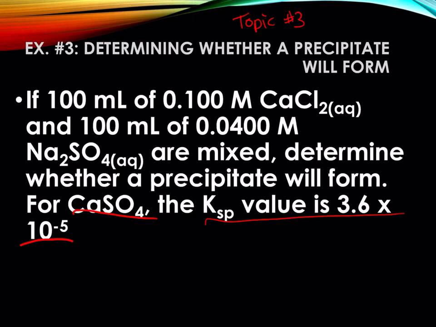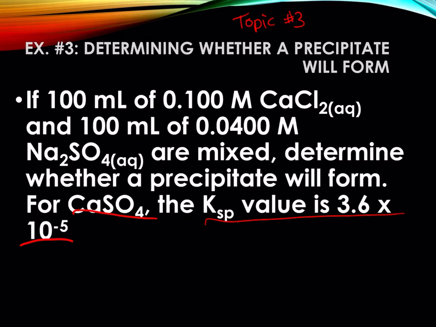But what we have here is a double displacement reaction. So it's saying 100 milliliters of 0.1 molar calcium chloride and 100 milliliters of 0.04 molar sodium sulfate are mixed. And this is basically how many reactions have you done that are double displacement in your life? So in your chemistry lives anyways, you have done this all the time.